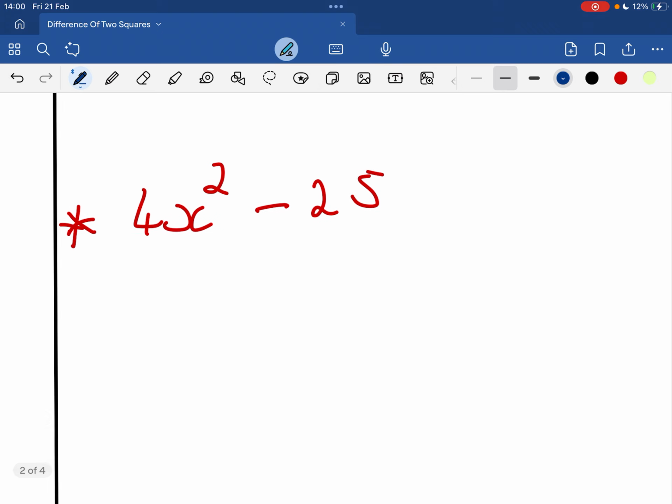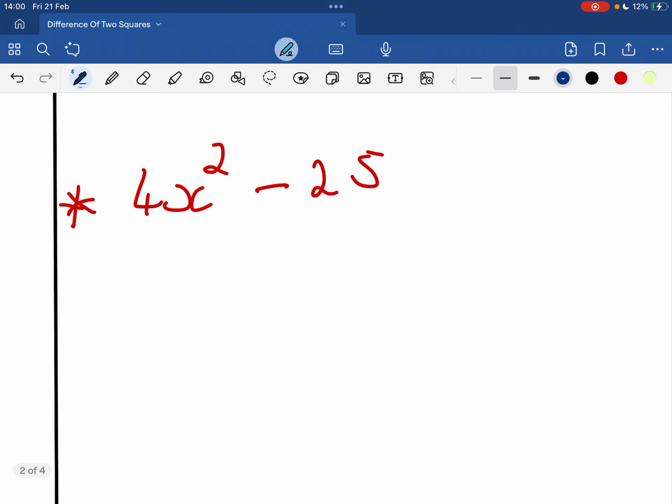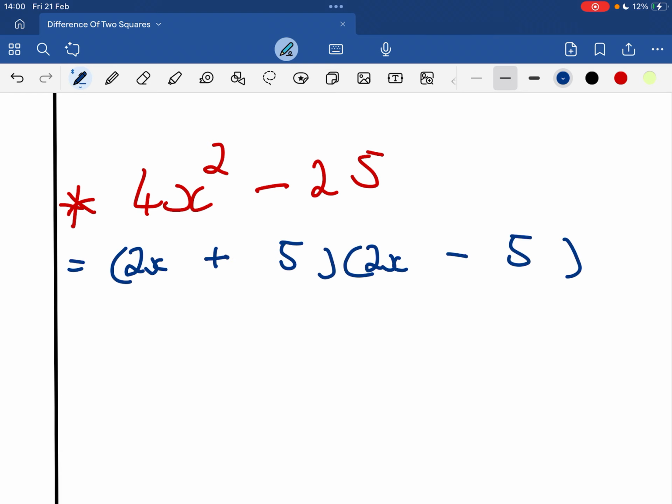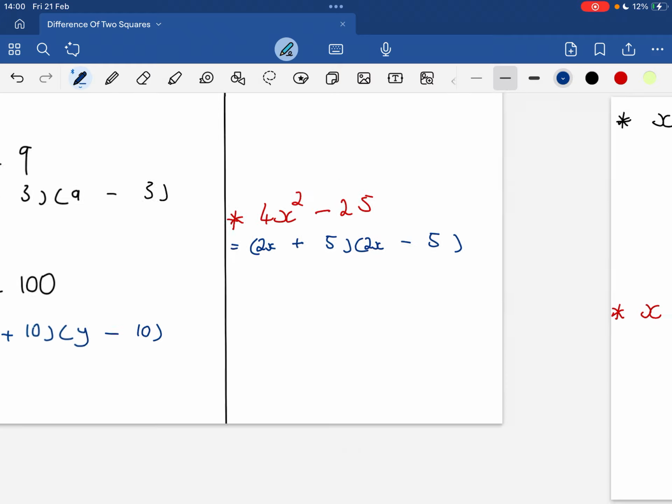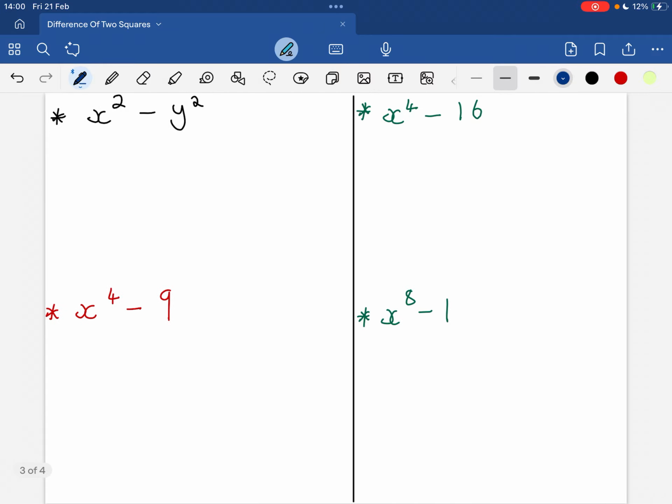Great. What about 4x squared minus 25? Well, is this a perfect square? Yes. The square root of 4 is 2, and the square root of x squared is x. And so for that reason, here we're going to put 2x, and here we're going to put 2x. Here we'll put 5 and 5, since the square root of 25 is 5. We'll put a plus and a minus. Awesome. Let's look at some more examples.